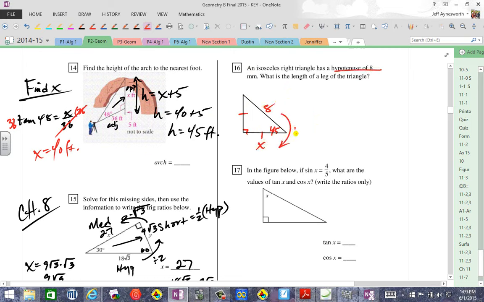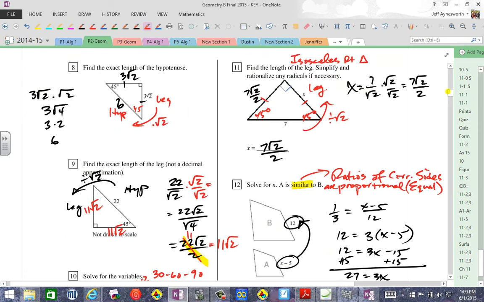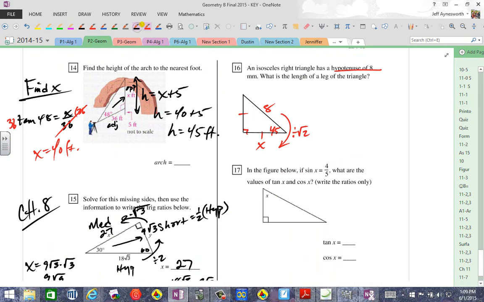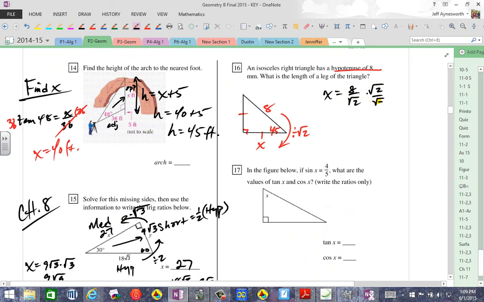Well, I just divide by rad 2. I already did this on a previous problem, back up here. But I went from hypotenuse to leg. Yeah, I divided by root 2. I just showed you that, and we simplified it. So it's the same kind of problem. So x must be equal to 8 divided by root 2. Then after you rationalize, you get 8 root 2 over root 4, which is 2. Simplify, and then x equals 4 rad 2. So they're both 4 rad 2. Why? Because it's isosceles, right? Two congruent sides. That's what isosceles means.